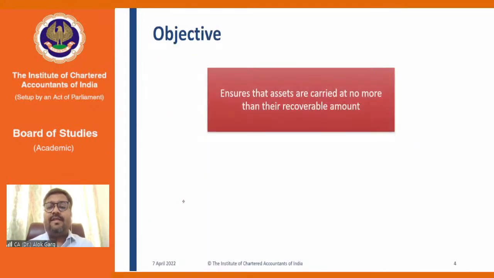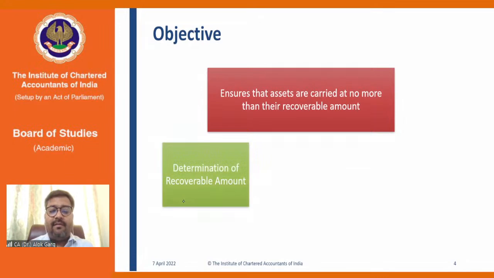Coming to the objective of the standard, we are well clear about the objective. The title is impairment of assets. And what is the objective? This standard ensures that the assets are carried at no more than their recoverable value. So recoverable value is higher of fair value less cost to sell and value in use.